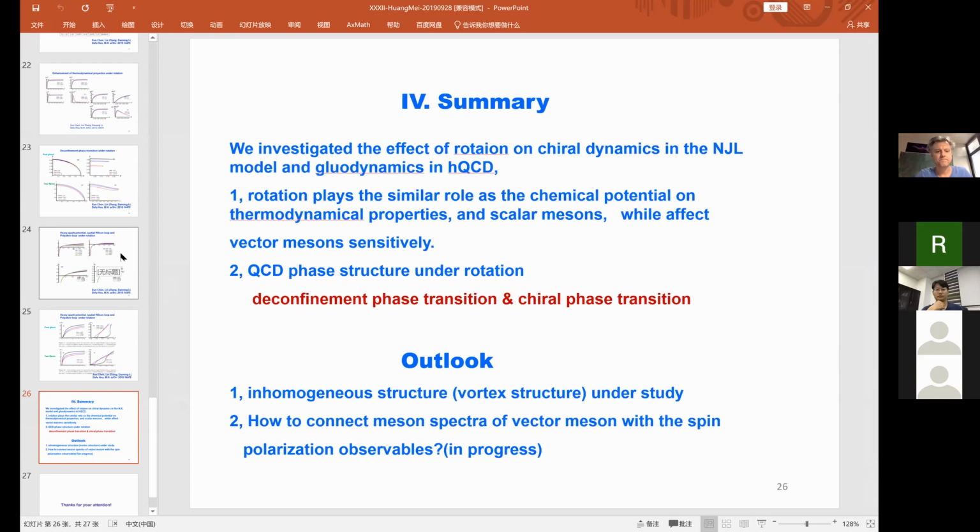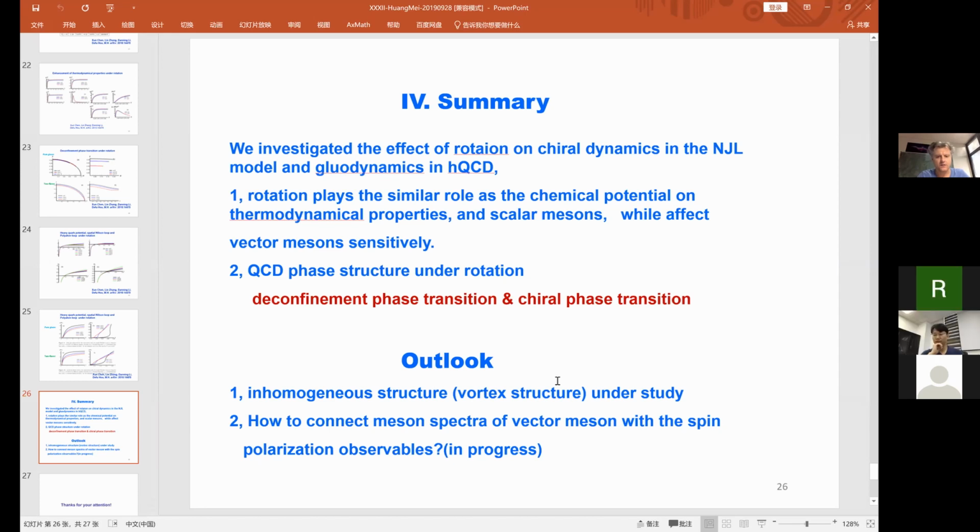Yeah, I think this is a very nice point. We can check this. And actually for the outlook, for this vortex structure, we are also taking into account the finite size effect. But I didn't have the result yet. Yes, you wrote to me some days ago.